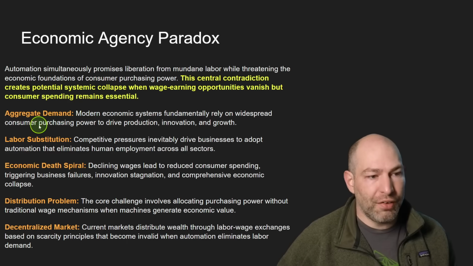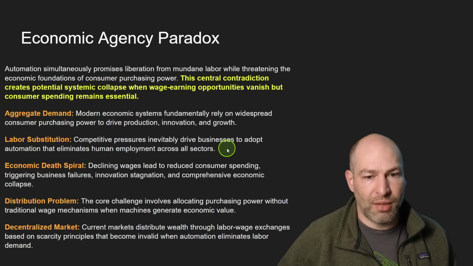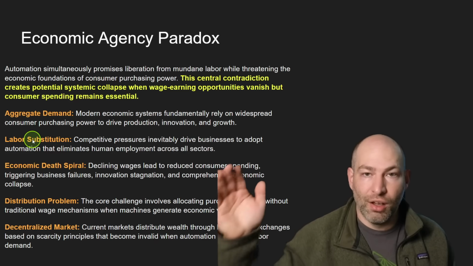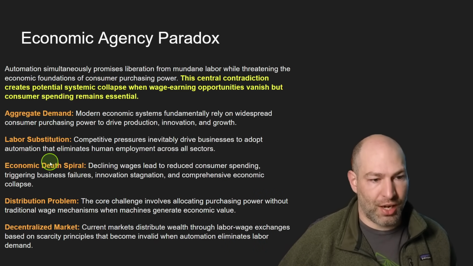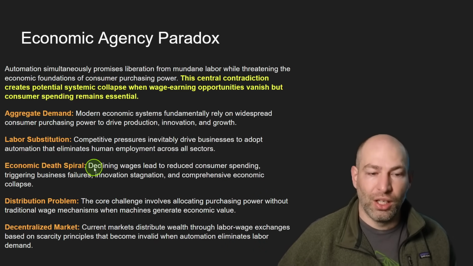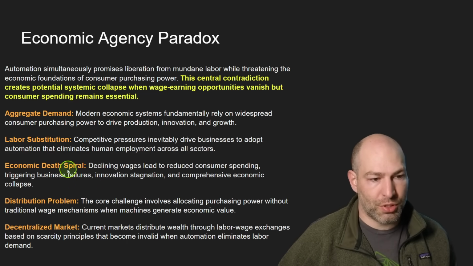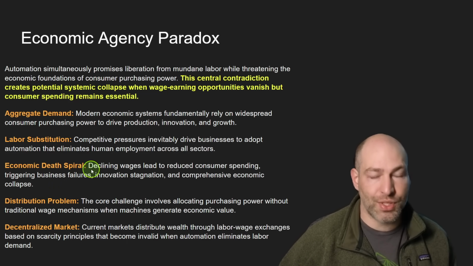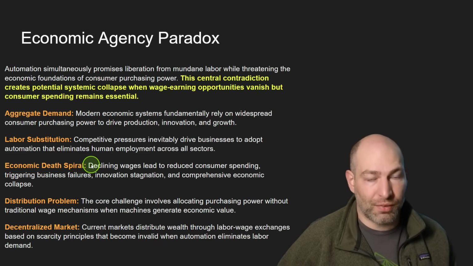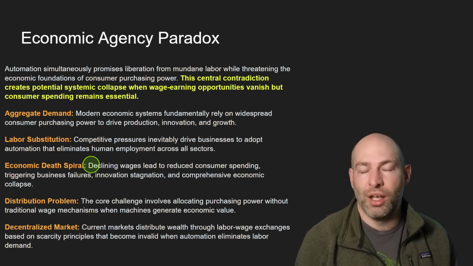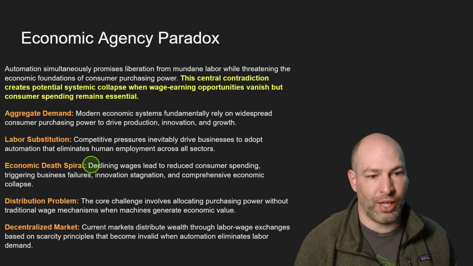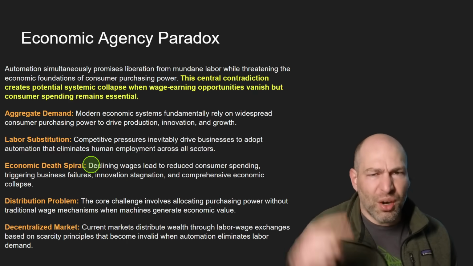So if we end up with this scheme where labor substitution is happening broad spectrum very quickly, then aggregate demand goes down and we end up in an economic death spiral. Declining wages lead to reduced consumer spending, triggering business failures, innovation stagnation, and comprehensive economic collapse. I am not the only person afraid of this. Everyone from Goldman Sachs to the Brookings Institution to the World Economic Forum, everyone at the highest echelons of global economics is looking at, how do we solve this contradiction?